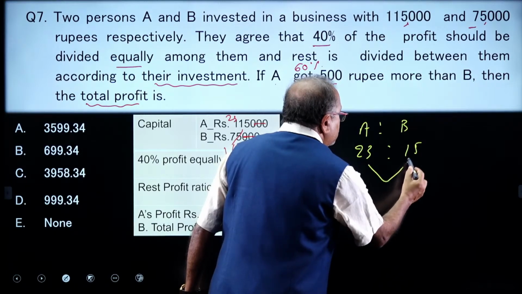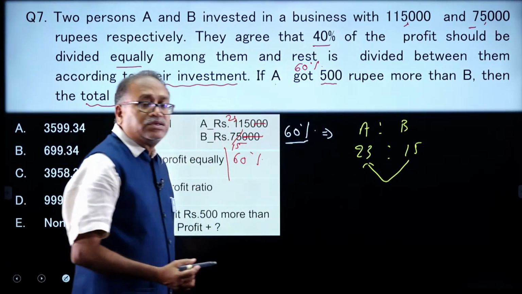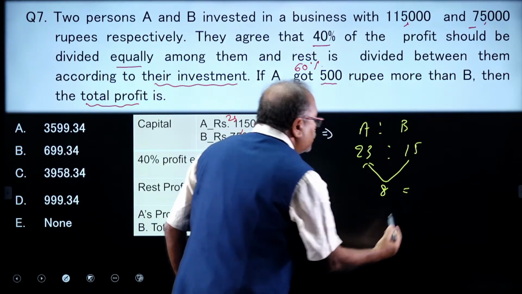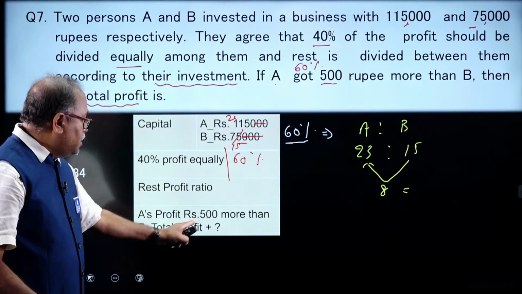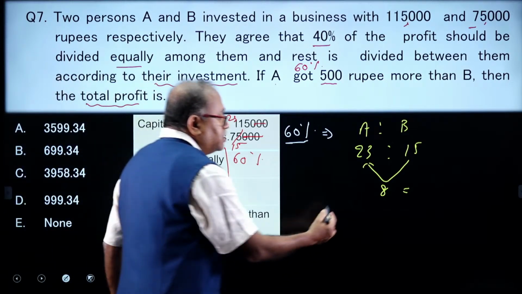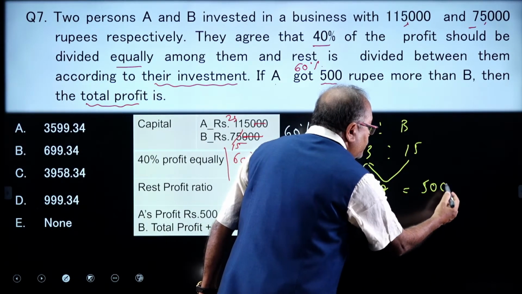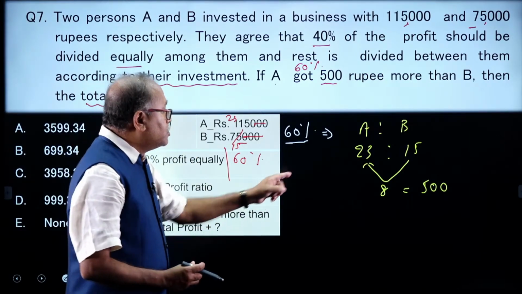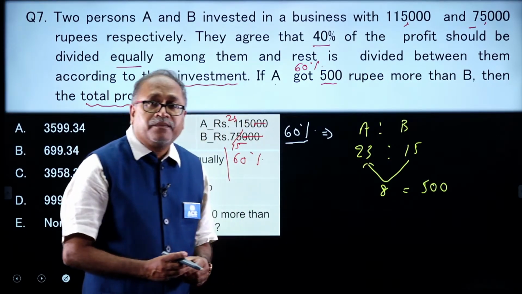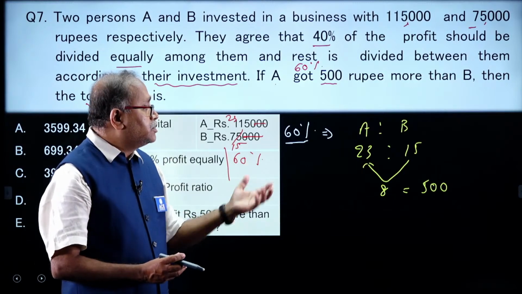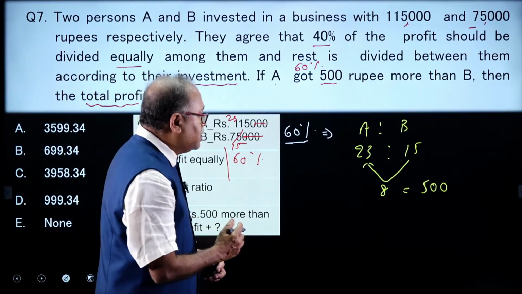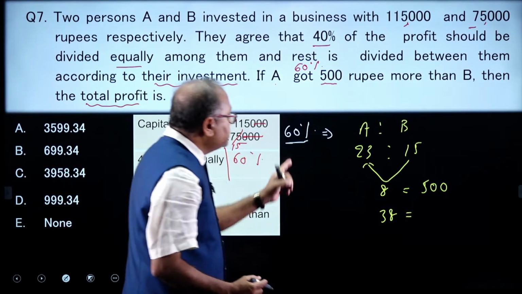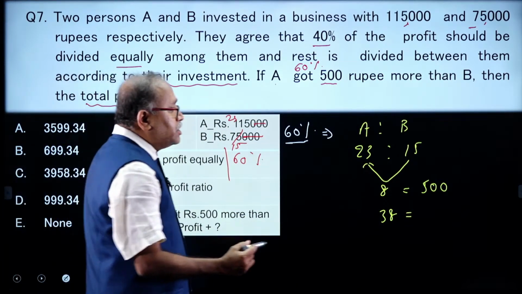Okay, so is A getting more? Yes. How many parts more? 8 parts more. And A is getting how much money more? A is getting 500 rupees extra. That means 8 parts is equal to 500. Then what is the total money? The total money is 23 plus 15, and that comes to 38. I need to find out 38 parts. That will be 60% of the profit. So let's find it out.